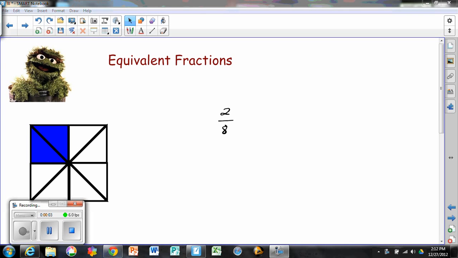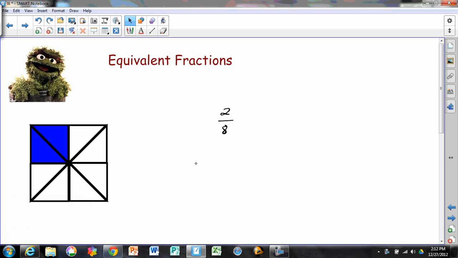In this video, we're going to be learning about equivalent fractions, and we're going to be able to show the number model, a picture model, and then we're going to use an interactive tool that looks like our fraction sticks that we use in class.